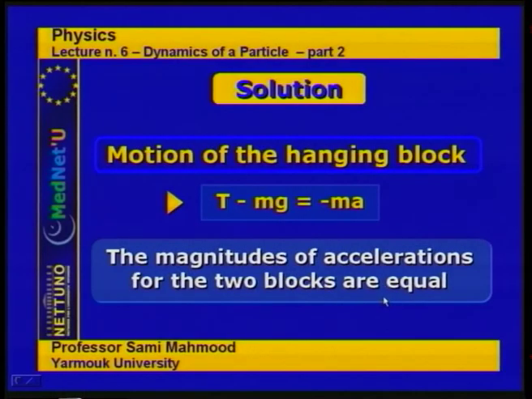So this is a statement which illustrates what I just mentioned about the fact that the two accelerations are equal, because the two objects are tied to the ends of the same cord and are moving together. And now we have these sets of equations that we can solve.